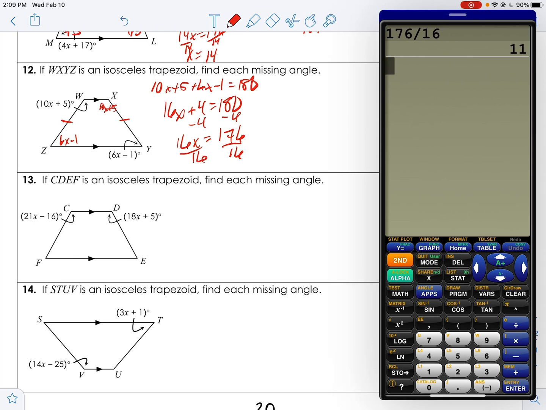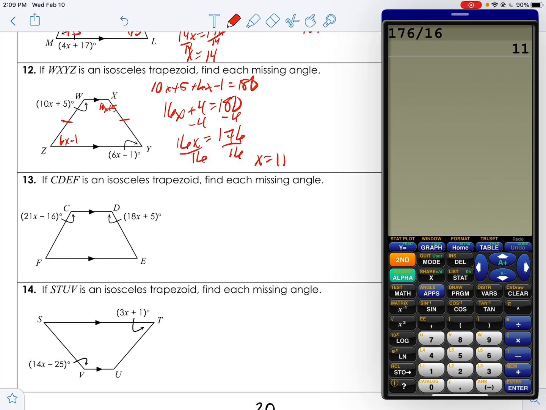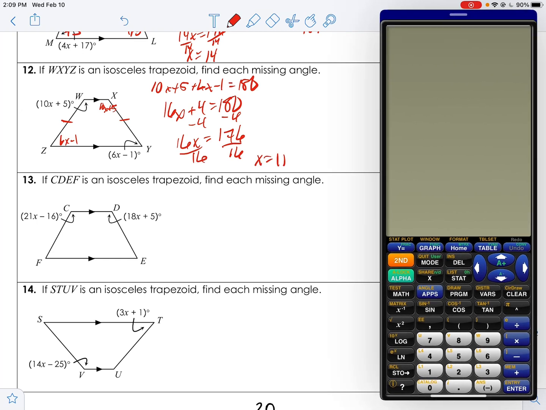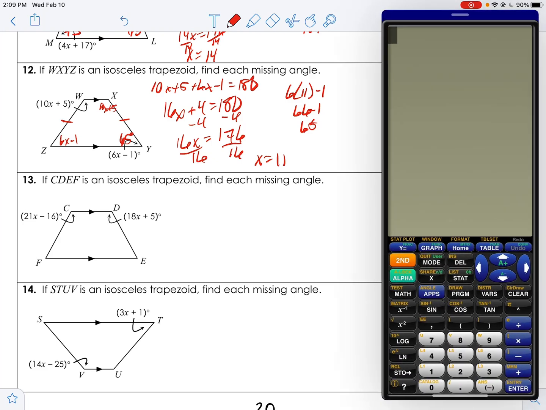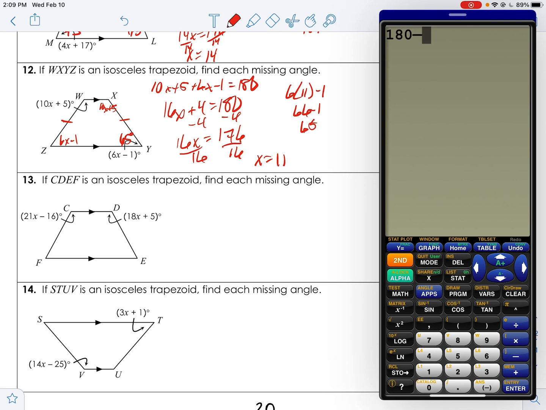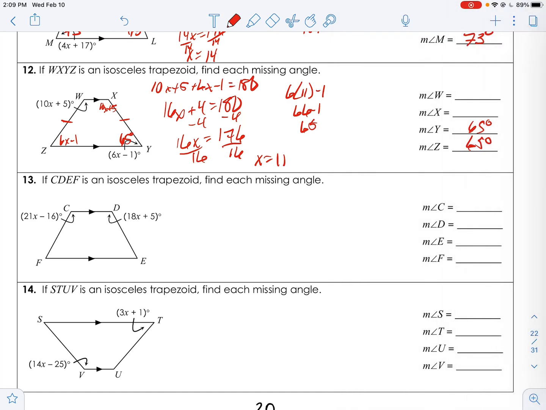Does it go? 11 times. We don't need 11, but we need to plug it in. I'm going to do 6 times 11 minus 1, which is 66 minus 1, which is 65. So this is 65 degrees. So that's y and z. There's 65 degrees. And all it needs is the supplement. So 180 minus 65 is 115.